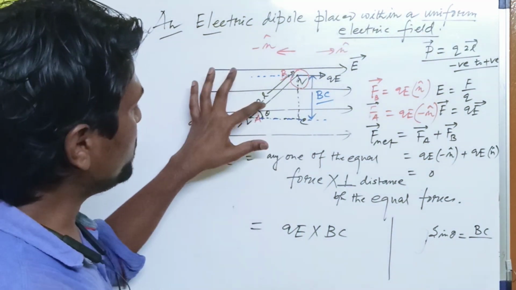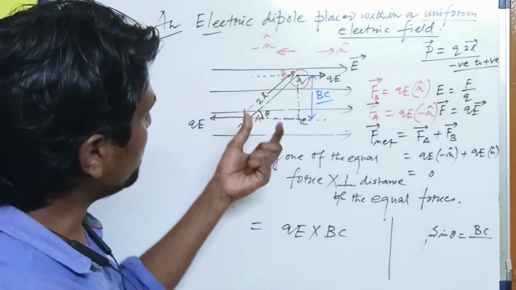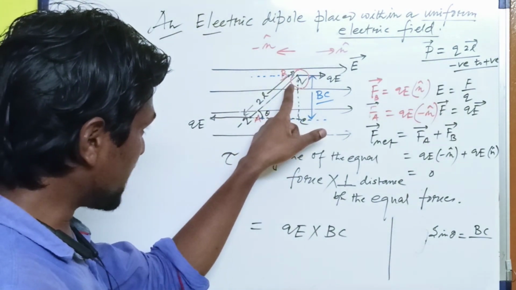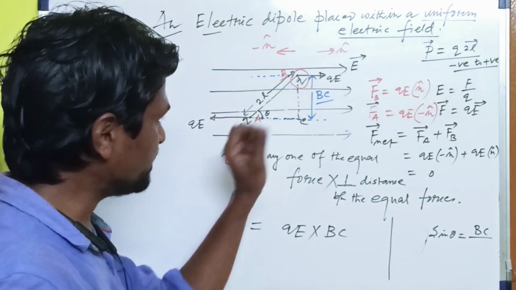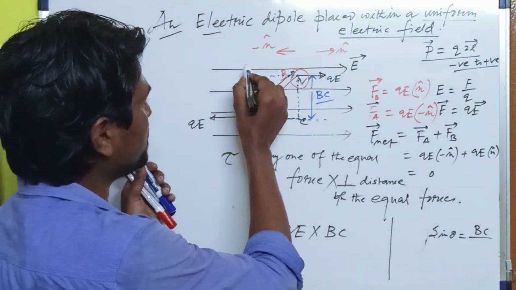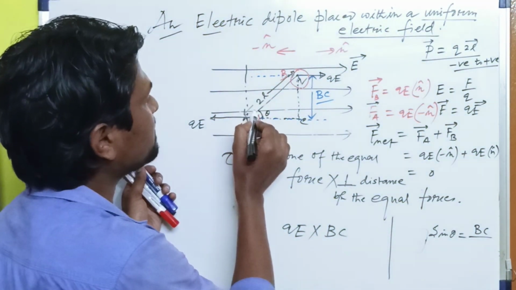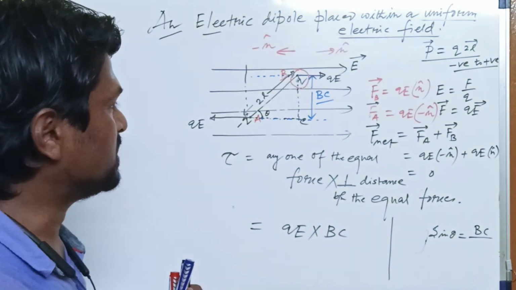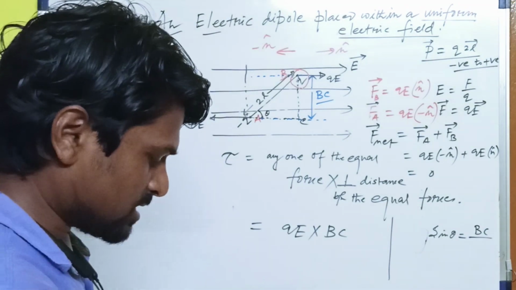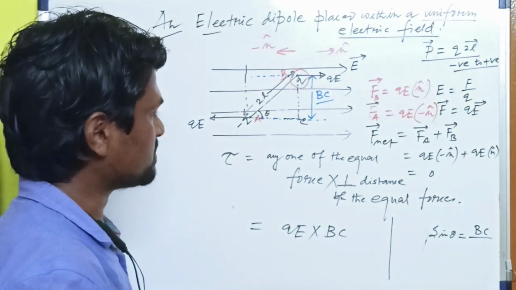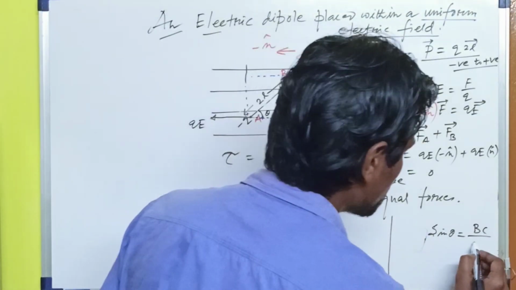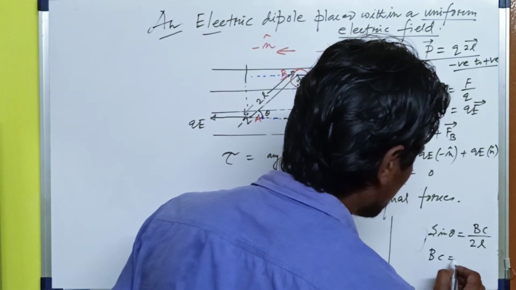If we take that particular acute angle, then this is the perpendicular, this is the base, and this is the hypotenuse. And if we take an axis like that and take this angle, then this will be 90 degrees minus theta. So if we take that particular direction, the derivation is transformed into another form. So sine theta equals BC by hypotenuse, that is 2L, or BC equals 2L sine theta.